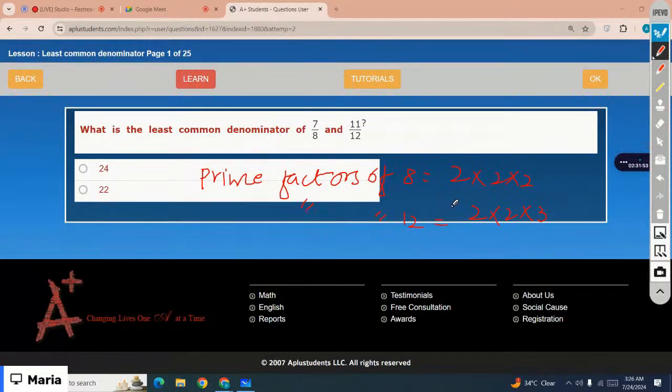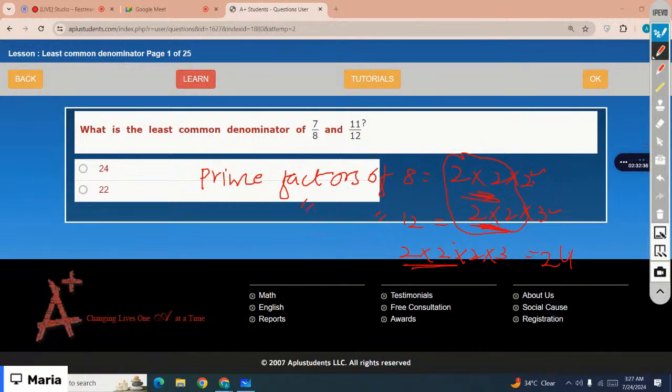You have the common factors. These are the common 2 times 2 and 2 times 2. And the other factors are 2 and 3. You have to write the ones that are common only once. 2 times 2 and 2 times 2, they are the same, so I have written them only once. So this 2 and this 3 are the ones that are not common. So just multiply them. 2 times 3 is 6, 6 times 2 is 12, and 12 times 2 is 24. So the least common denominator for 7 over 8 and 11 over 12 is 24.